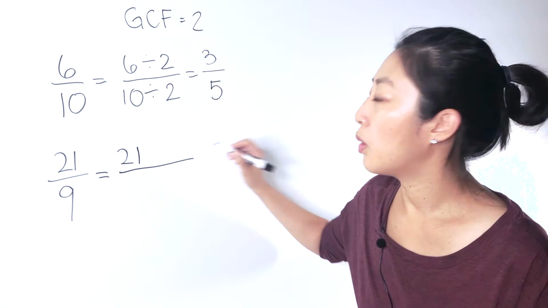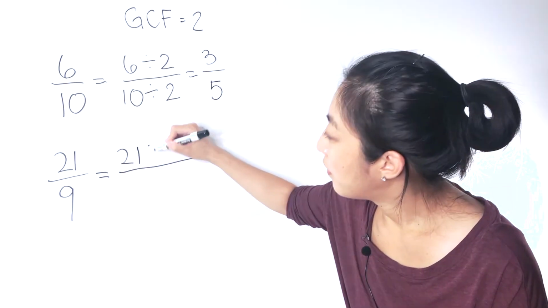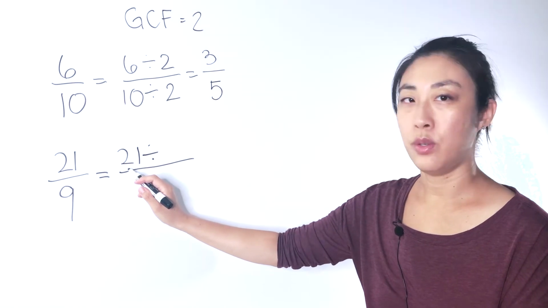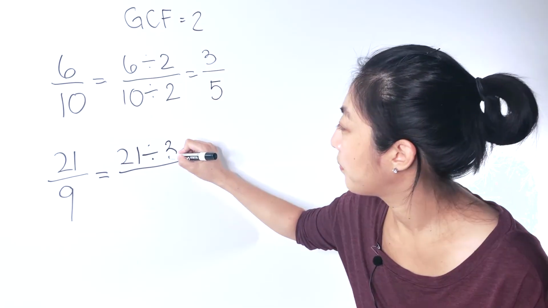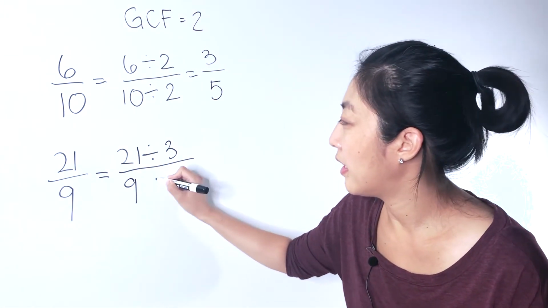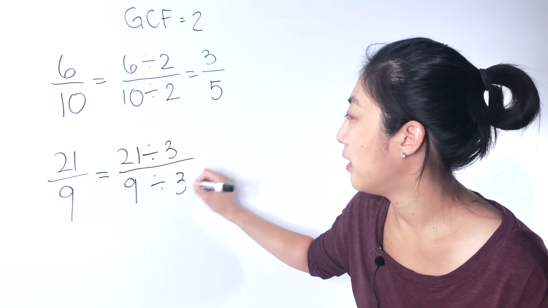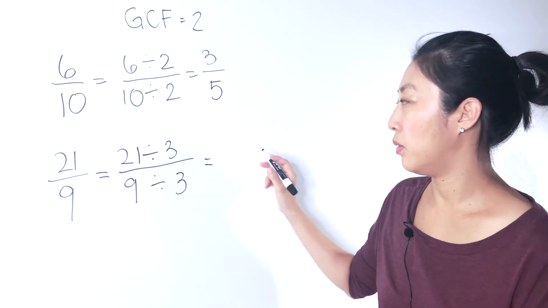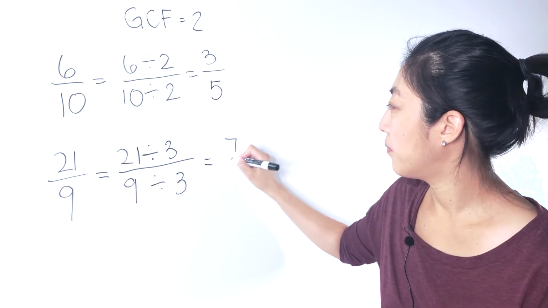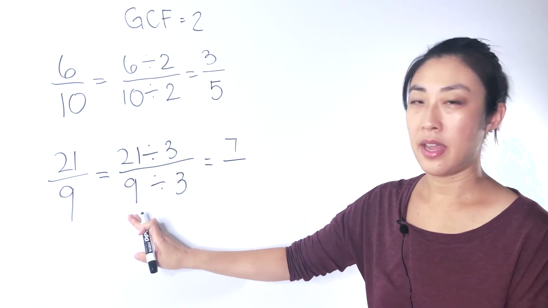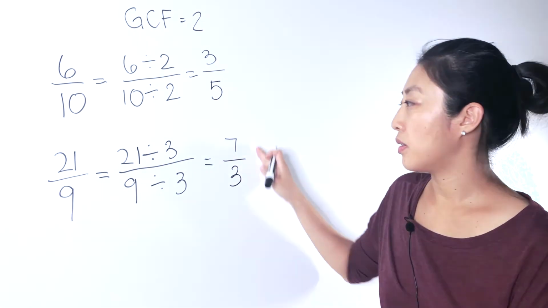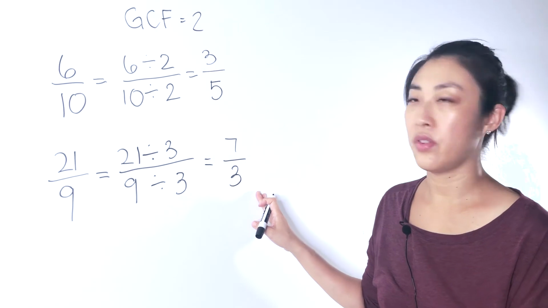And so we figured that out. The next step is dividing the numerator by 3 and then dividing 9 by 3. So 21 divided by 3 equals 7. And then 9 divided by 3 equals 3. So now we have 7 over 3.